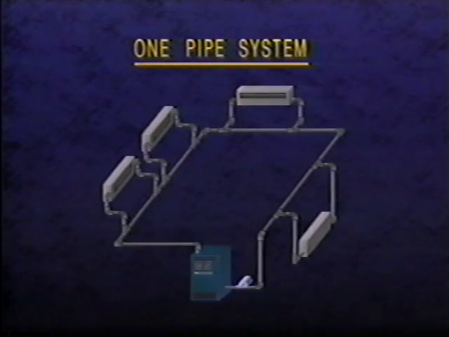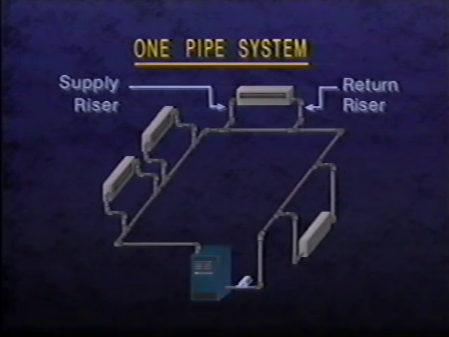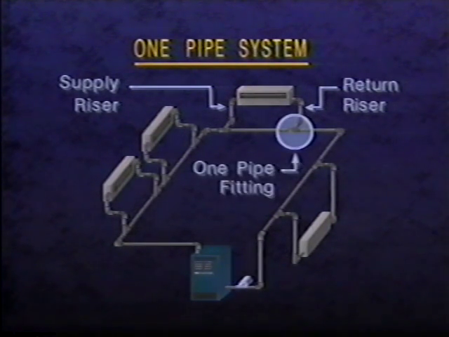A one-pipe system uses one continuous pipe, called a main, from the supply of the boiler to the boiler return. The terminals are connected to the main by pipes called risers, one for the supply and one for the return. These risers must be connected to the main using special T's called one-pipe fittings. You might also hear them called monoflow or Venturi fittings.